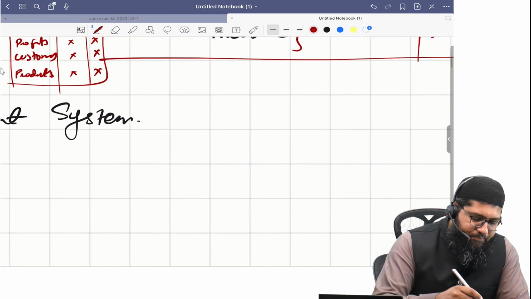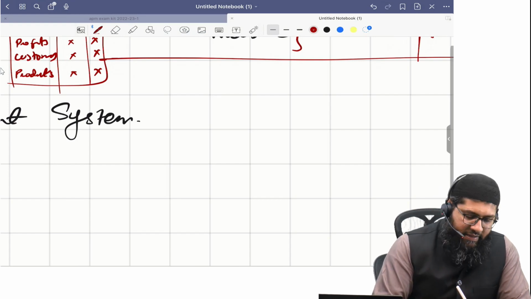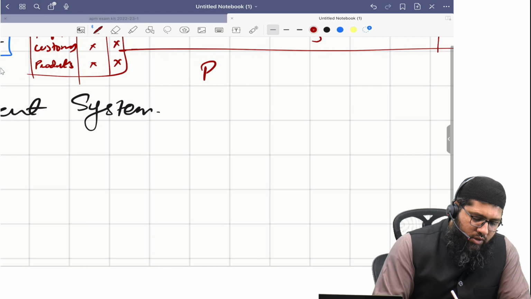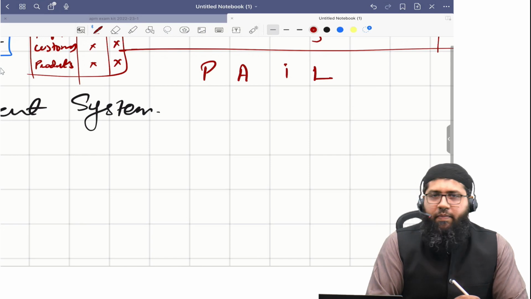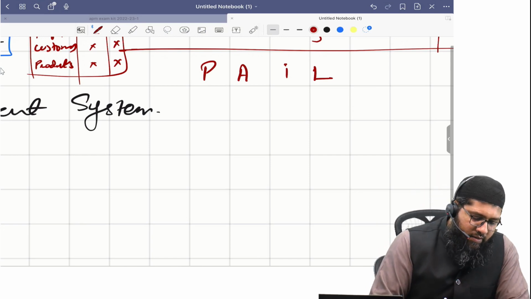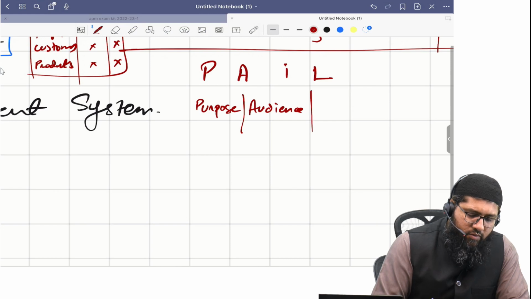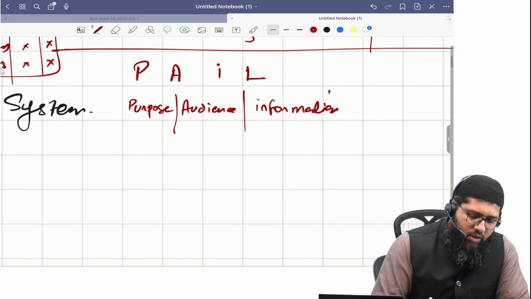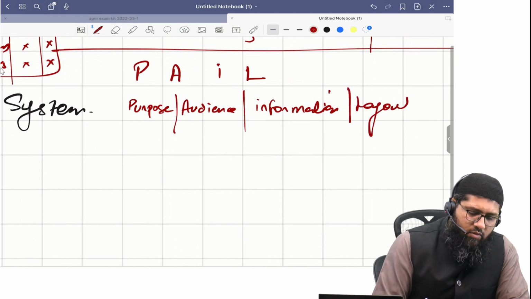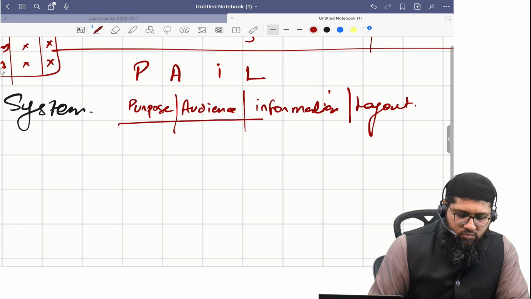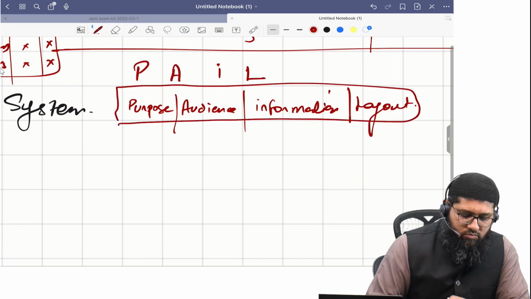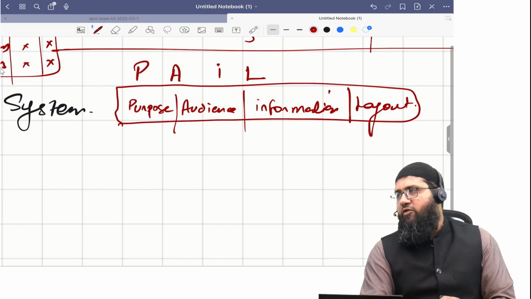Now, just try to understand. From the past examiner's article also, there is a mnemonic, the mnemonic of PALE, that is used. Now what is this PALE? The P means purpose, A means audience, I means information, the L means layout. Right? It's actually purpose, audience, information, layout.